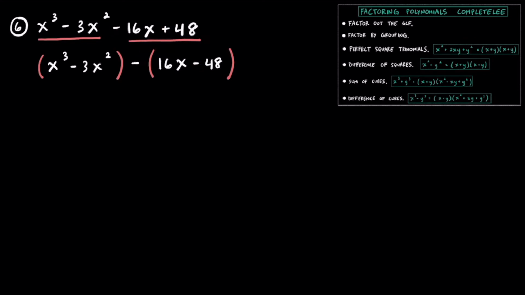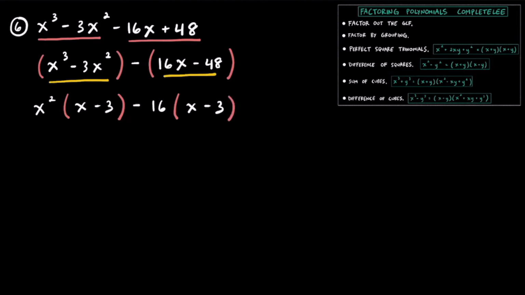Now that we have 2 groupings, let's see if we can find some GCFs of each grouping. So in the first grouping, I'm noticing that they both have x to the 2nd power. So I'm going to factor out x squared. And what are we left with if we factor out x squared? I think we're going to have x and then minus 3 left inside the parentheses. And then for the second grouping, I think if we are looking inside here, they both have 16 as a common factor. So we can write minus 16 along the outside. And on the inside, we'll be left with x minus 3. So there's the GCF being factored out of both of those groupings.